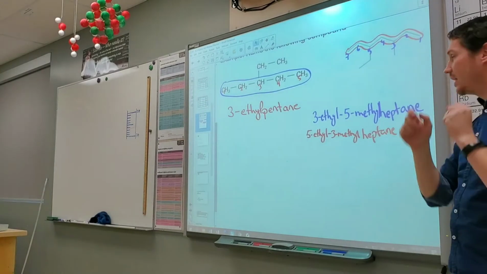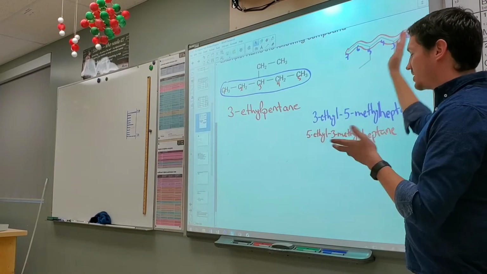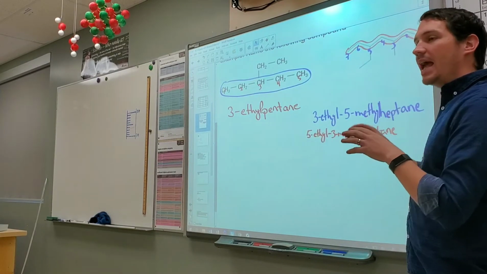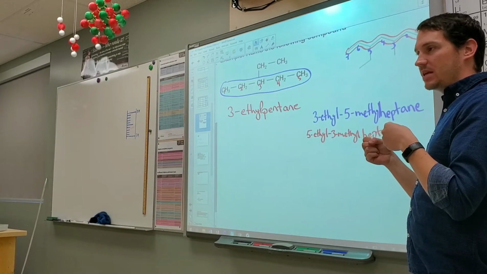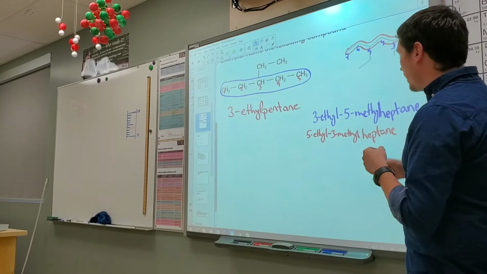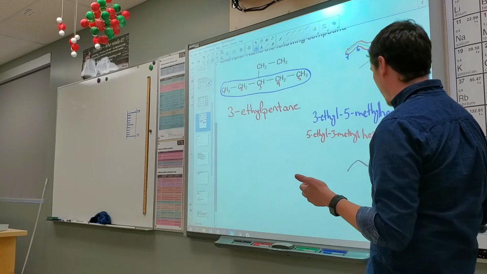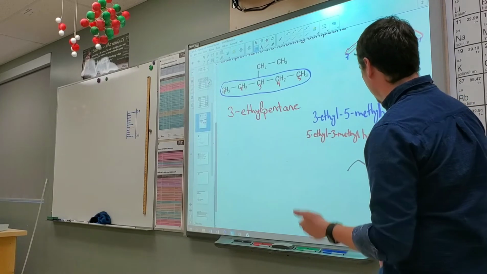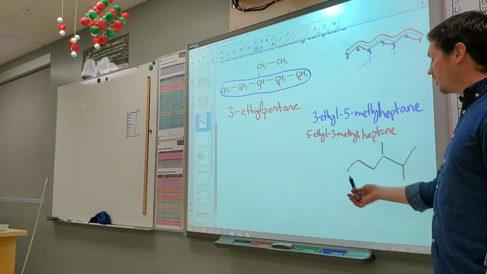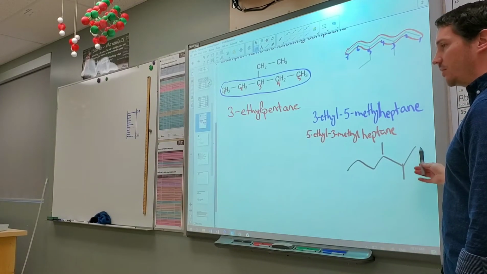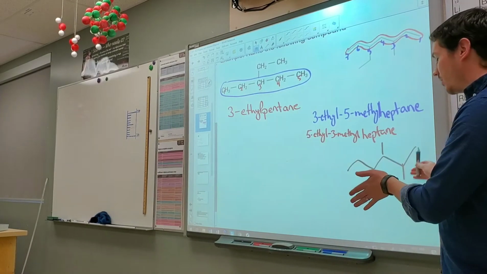It's just little tiny things like this. Do you agree 3 plus 5 is 8, 5 plus 3 is 8? So we can't use the lowest total number of branches. Does that make sense? Yeah. So for example, if I had a compound like this, and I had a methyl coming off here and a methyl coming off here, would you start numbering from the left, or from the right? Where are the branches closer to? The right. So you have to start numbering from the right.